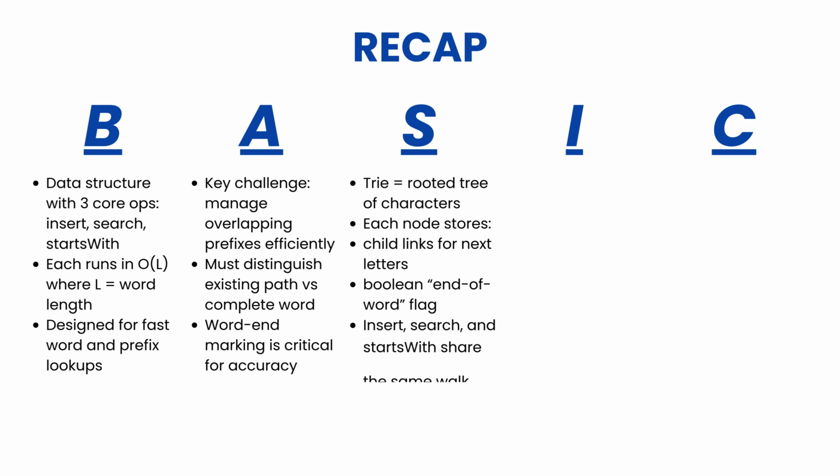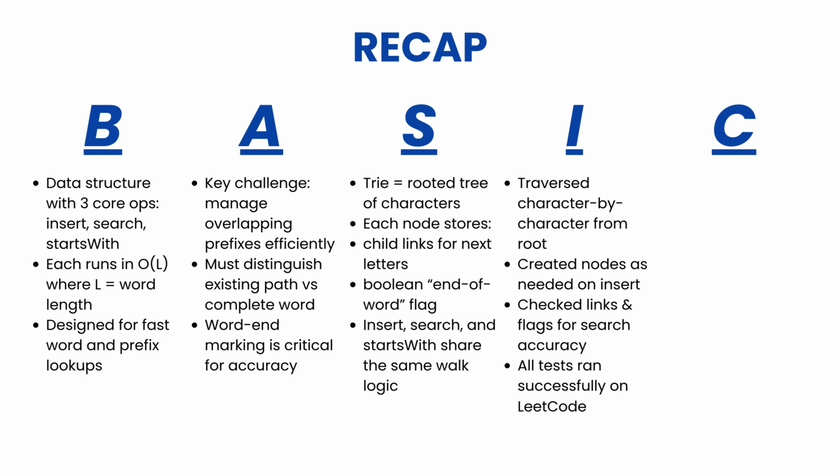Conceptually, the trie is a rooted tree where each edge represents a character. Every node stores a set of outgoing character links to children, and a Boolean flag indicating whether a complete word ends at that node. Insert, search, and startsWith all walk the same path character by character. The only difference is whether we require that end-of-word flag at the finish. We followed that plan precisely: traversed from the root, created nodes as needed on insert, checked for missing links during queries, and relied on the end-of-word flag to distinguish full matches from mere prefixes.